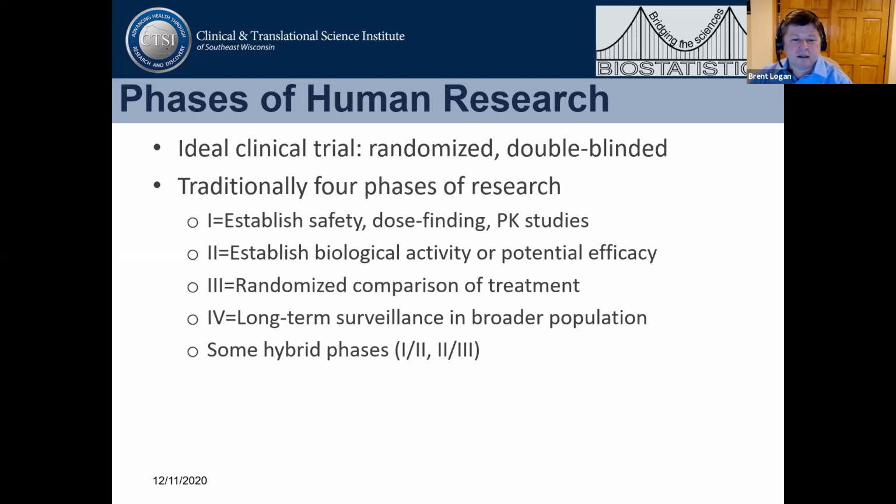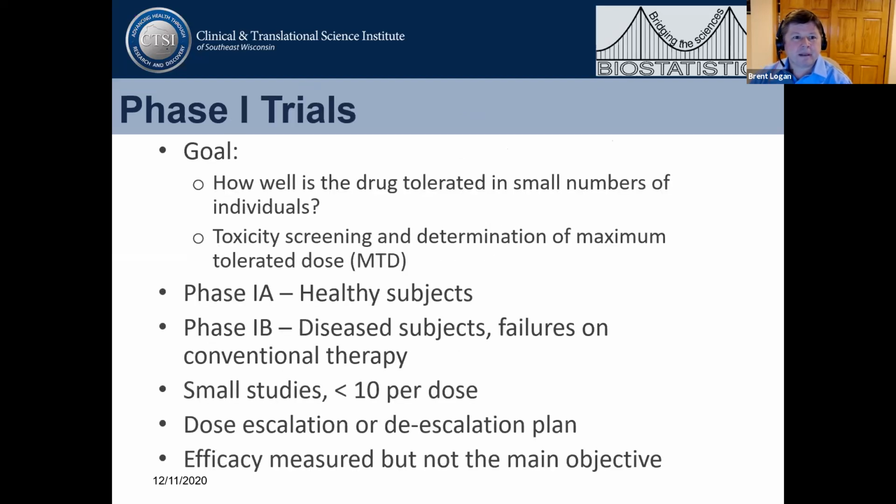There are certainly a variety of hybrid phases. You often see phase 1 and 2 combined into a single protocol, sometimes phase 2 and 3 as well. So let's talk about each of those areas.